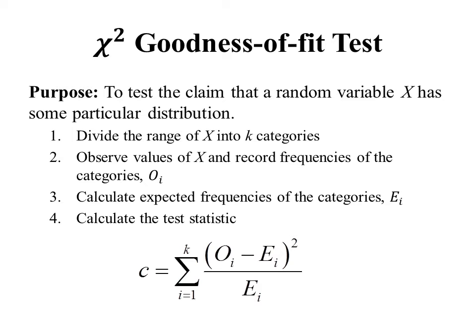And then from our data, we're going to observe values of x and record frequencies of the categories. We're going to denote those observed values O sub i. And then we're going to calculate expected frequencies of categories, denote those E sub i as we just did. And then step 4, we're going to calculate our test statistic. So this formula says we're going to take each observed value, subtract the corresponding expected value, square it, divide it by the expected value, and then we're going to add that up over all categories. And we're going to denote that test statistic with the letter C.